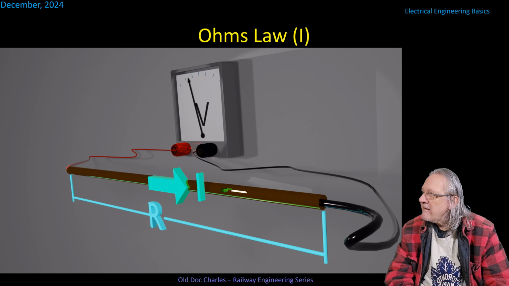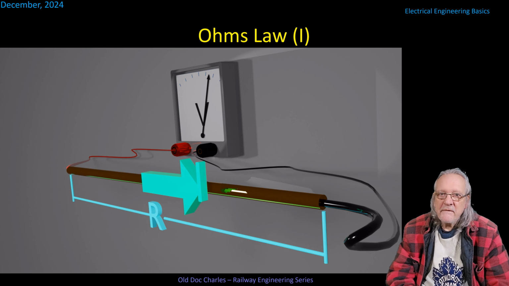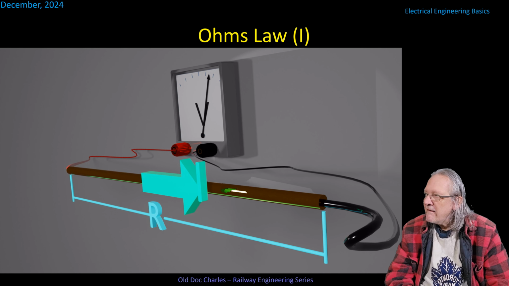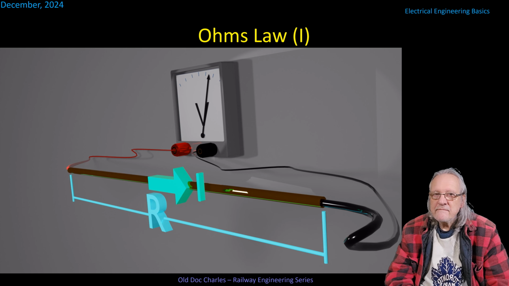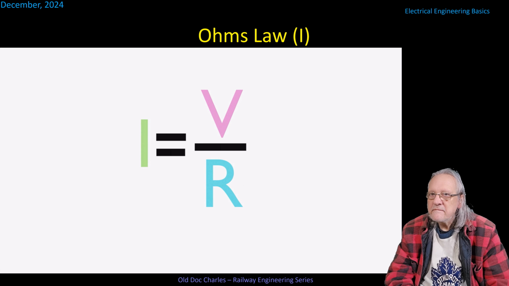Hello. When a voltage is applied across a resistor, a current will flow. More current will flow if the voltage is increased, and conversely, less current will flow if the resistance increases. There is a linear relationship between resistance, current, and voltage. This relationship is referred to as Ohm's law. Ohm's law simply states that the current is equal to the voltage divided by the resistance.